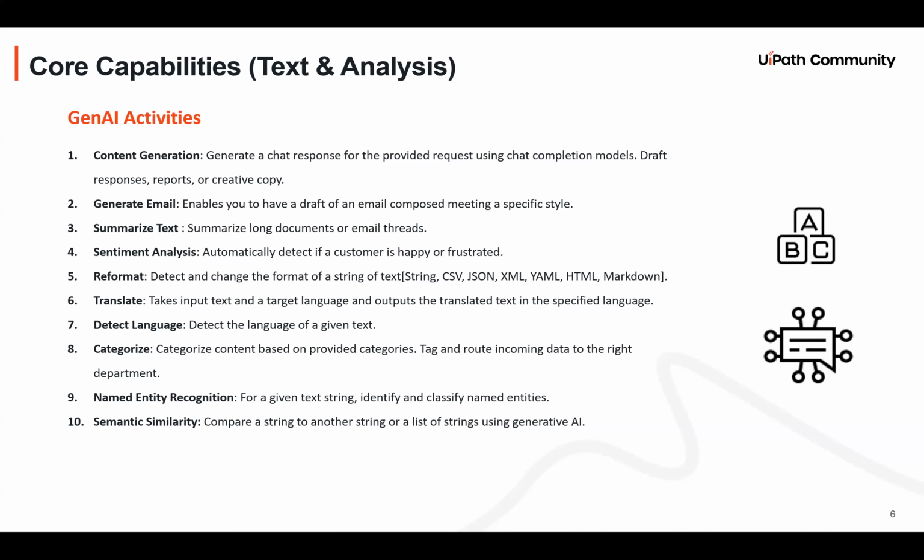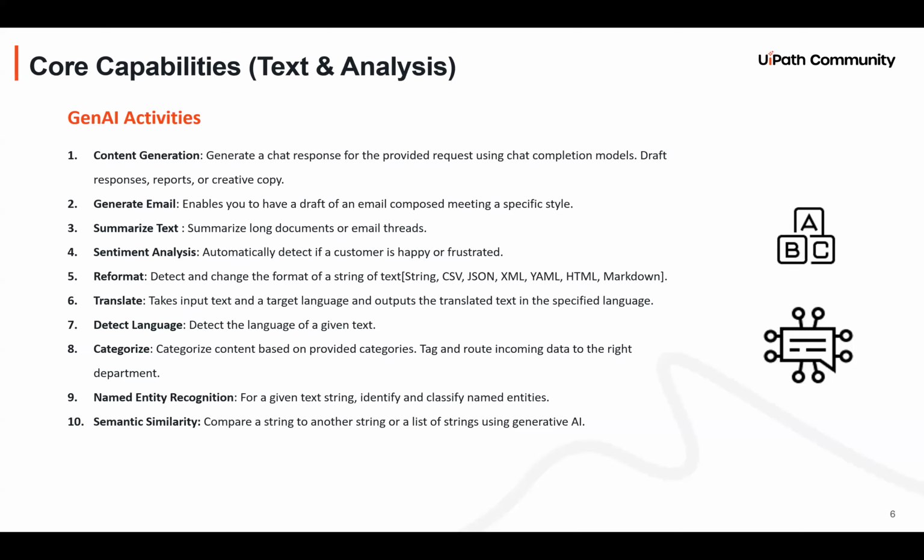Then we have generate email, as the name suggests. It helps us write an email based on whatever prompt we provide. Maybe it will be an email response to a customer query. We just pass it the query, and on that basis it will generate a professional or whatever type of email we want. Then we have summarize text. It will summarize a long document or long text and give pointers or paragraphs or the number of words you want.